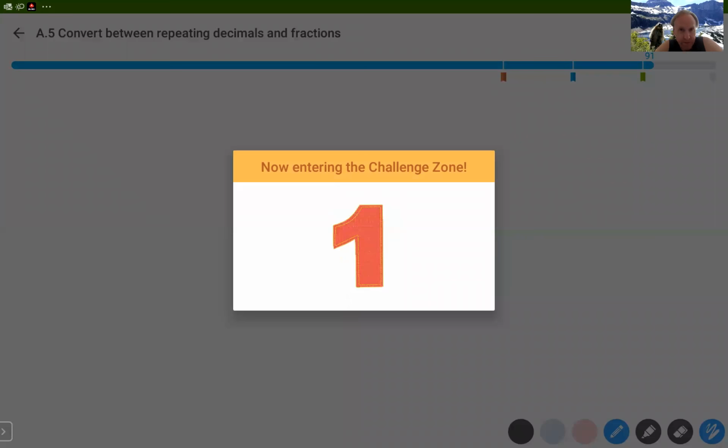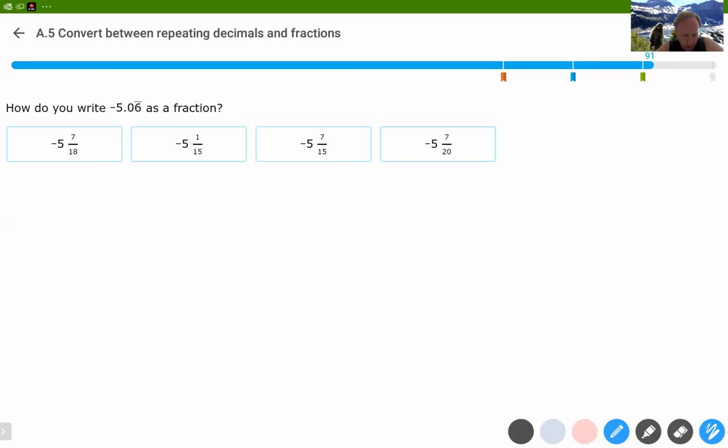Okay, let's see if we can get some of these right. Oh, 0.06 again. Okay, so remember, I'm looking at 2/3, but it's been moved over one place, so it's 2 over 30. So we're talking about 1/15 gives me my 0.06 repeating. That's 1 over 15, and it's a negative, so it's going to be this guy right here.